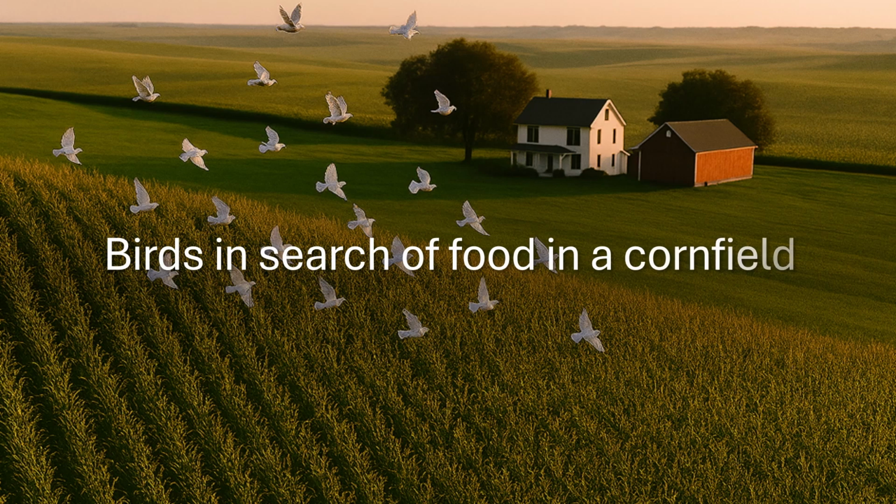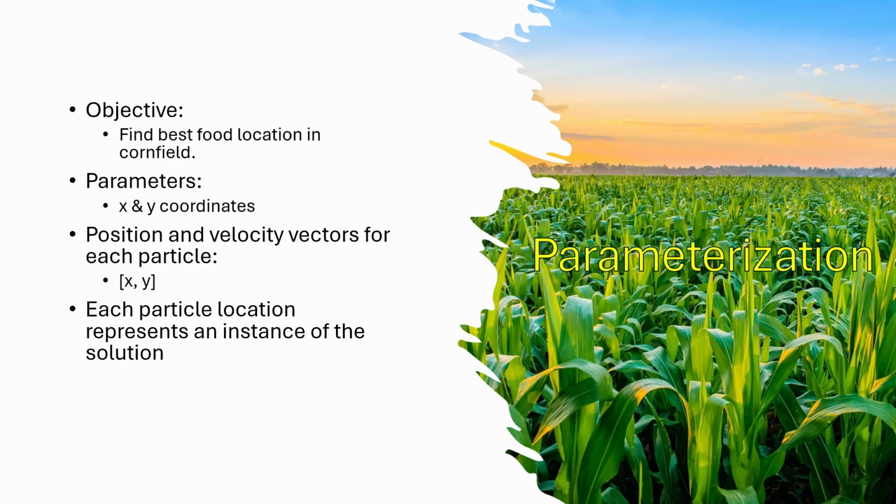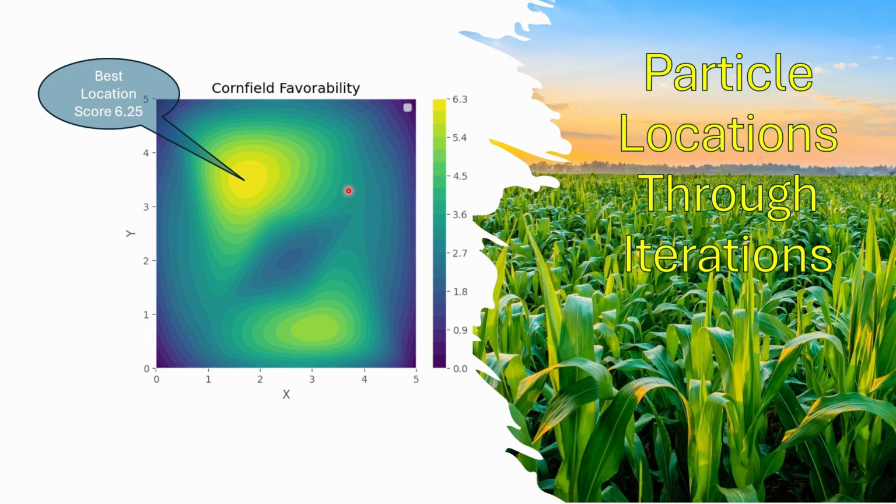Let's get into it. Birds in search of food in the cornfield. All right, our objective: find the best food location in the cornfield. The parameters are x and y coordinates, that turns into position and velocity vectors for each particle. So that would be x, y. Each particle location represents an instance of the solution. Understanding particle locations through iterations.